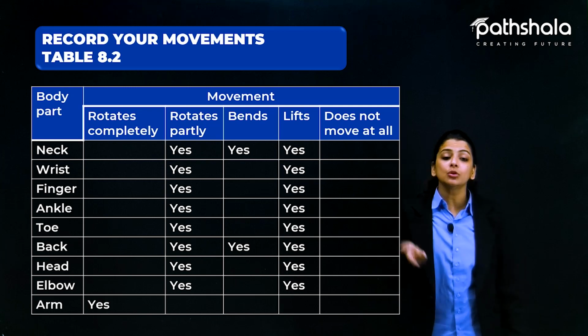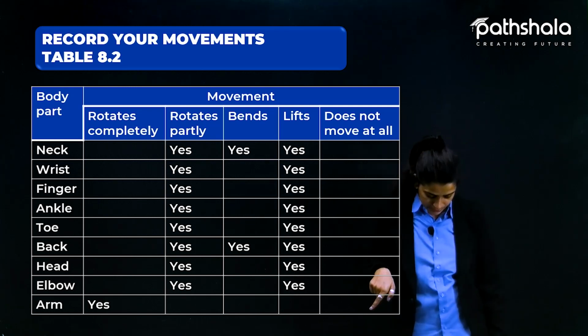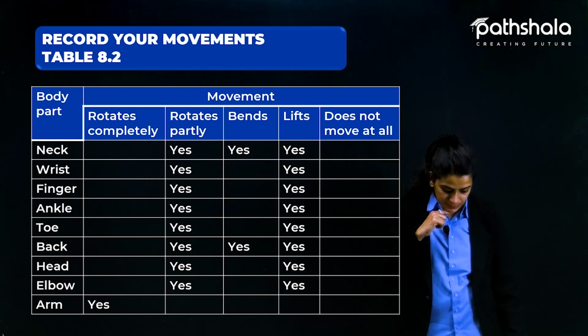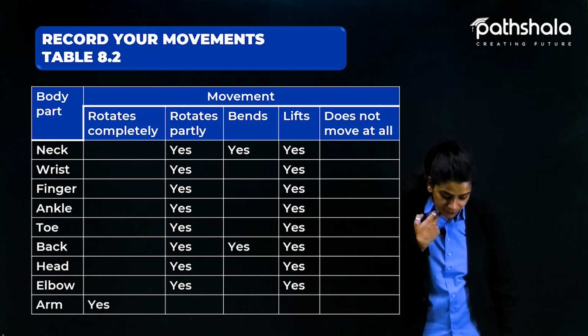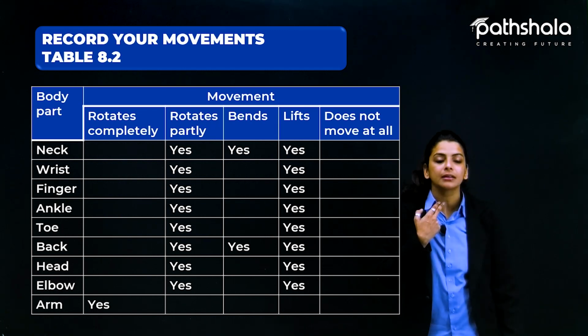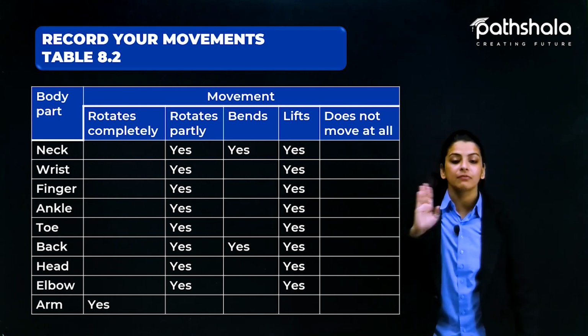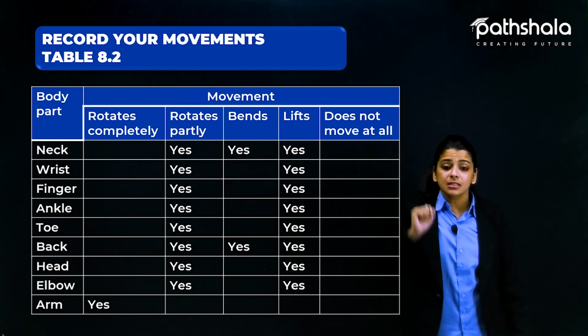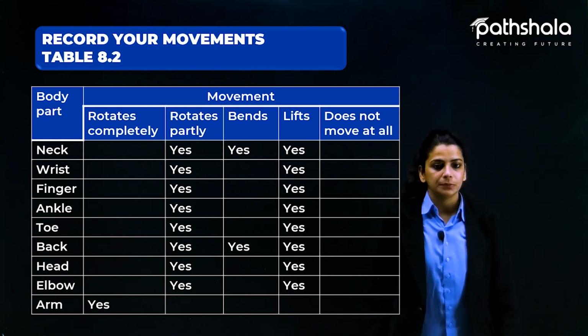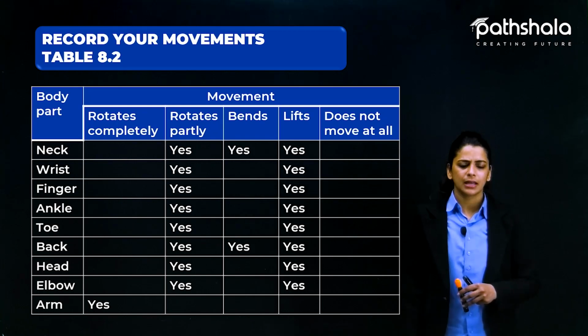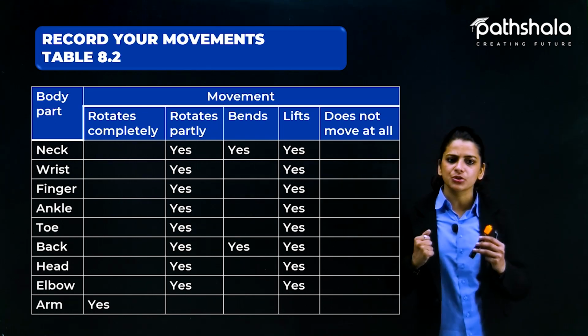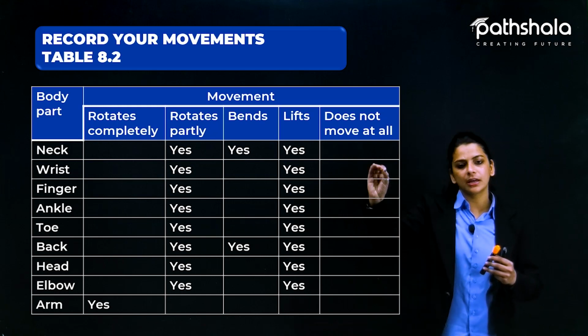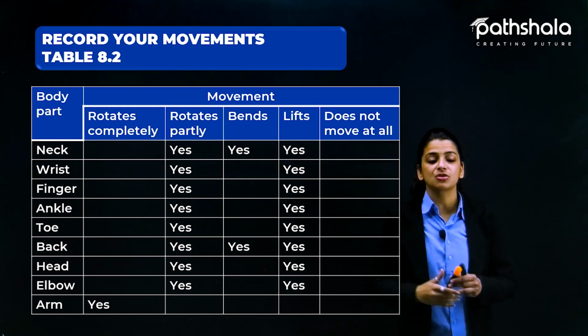Now, are you able to lift your neck? For example, my head is like this, in a bent position. Now, if I want to try to lift my neck, are you able to lift it? So yes, we are able to lift it. So here it will come yes. Last sub column is does not move at all. It is moving, it is not that it is stuck at one position. So it will come nothing here.